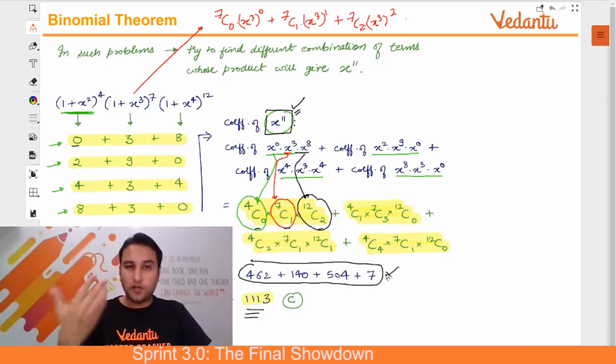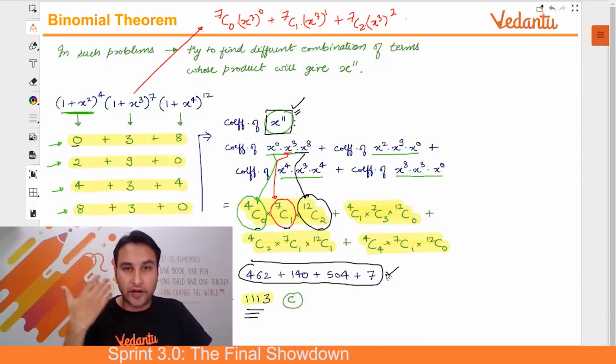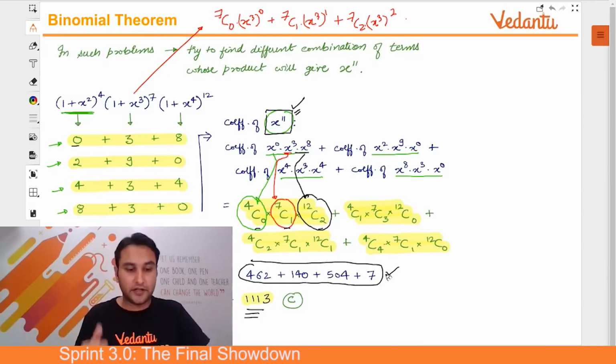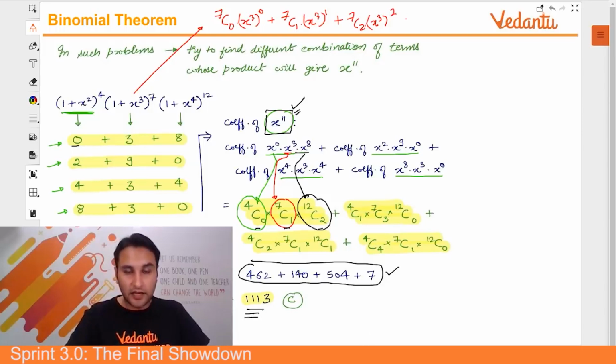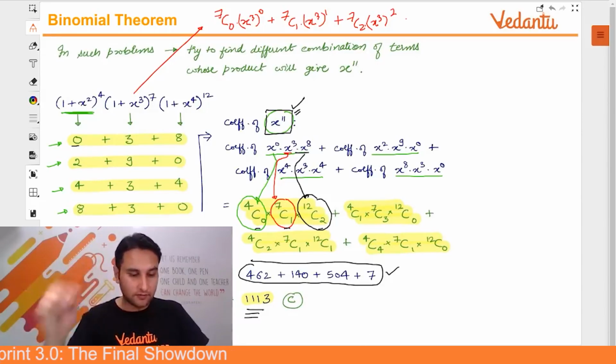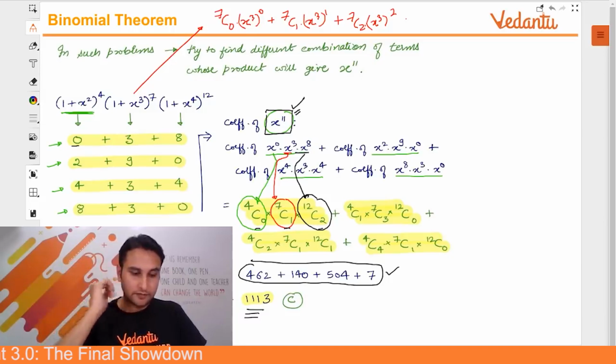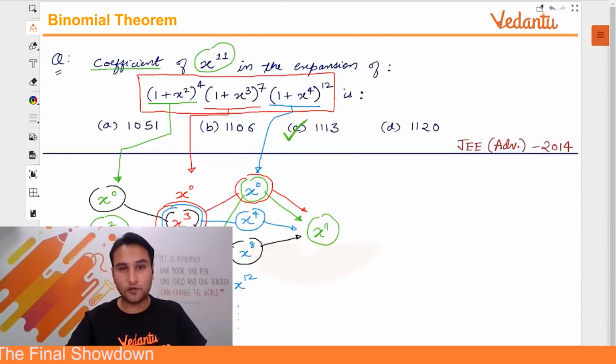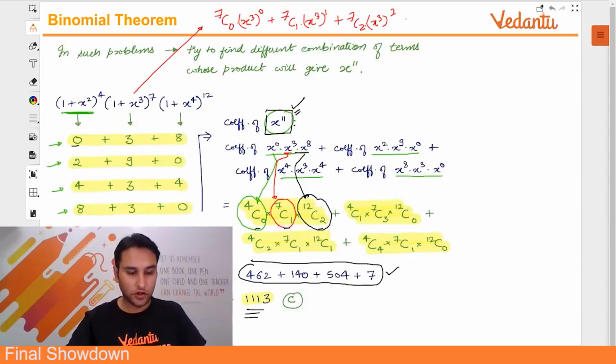ठीक है? So as I always say, there is no additional theory for advanced. It's just that the problem looks a bit complicated. So if you got it, then great. Otherwise, revise it once again. Clear? So this was your IIT advanced problem of 2014. Clear? Chalo.